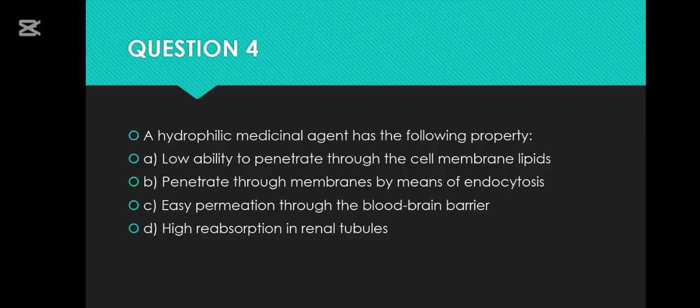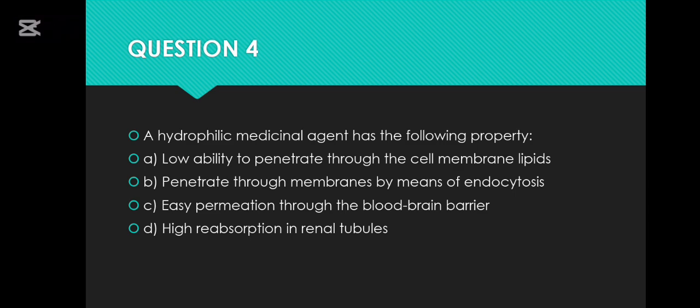So let's put a question mark there. Then B, penetrate through membranes by means of endocytosis. Not necessarily describing the process that it uses. They can use various processes. That's why this answer might not be correct, because it is talking about one specific type of transport, and that's being biased. C, easy permeation through the blood-brain barrier.